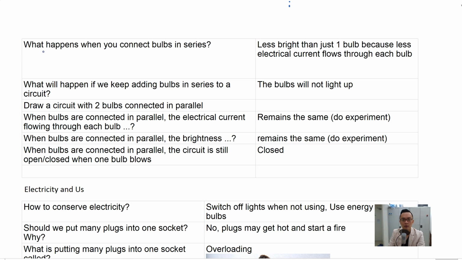Okay, let's look at the questions. What happens when you connect bulbs in series? Less bright than just one bulb because less electric current flows through each bulb.